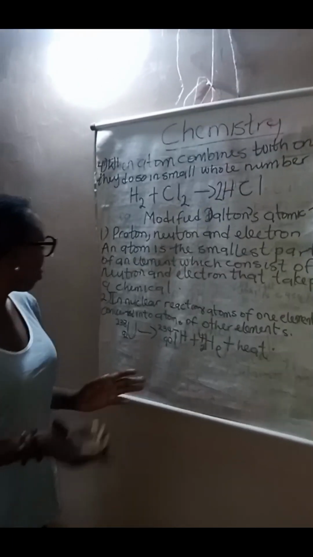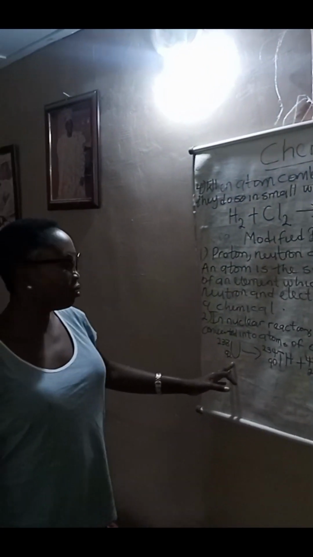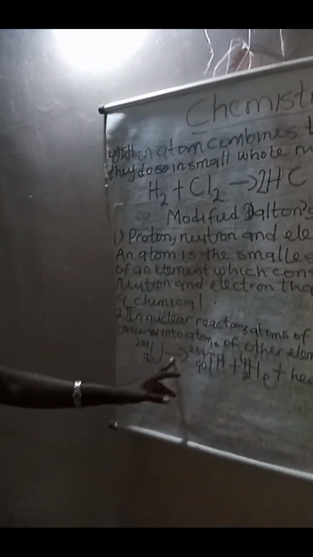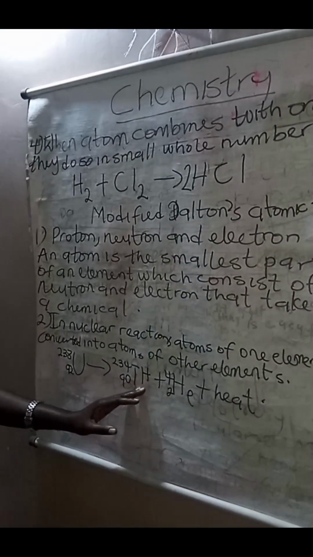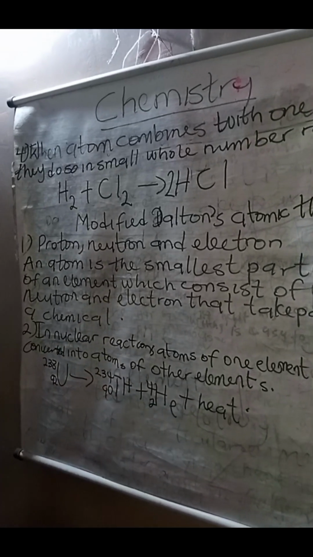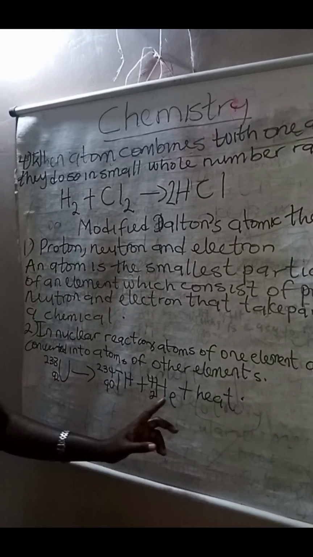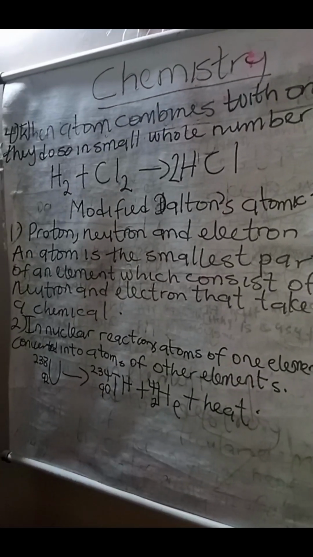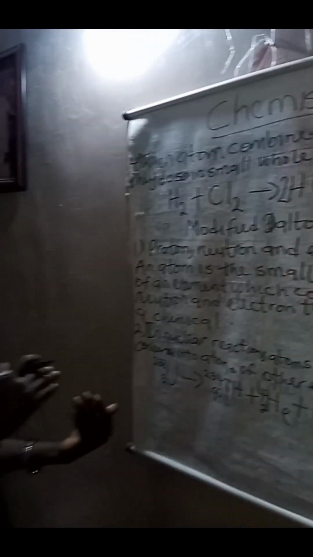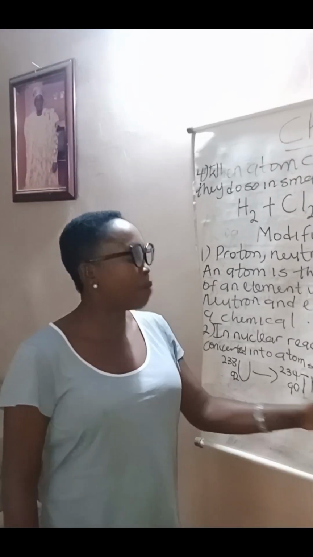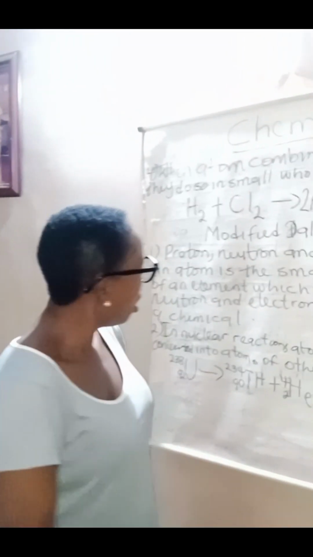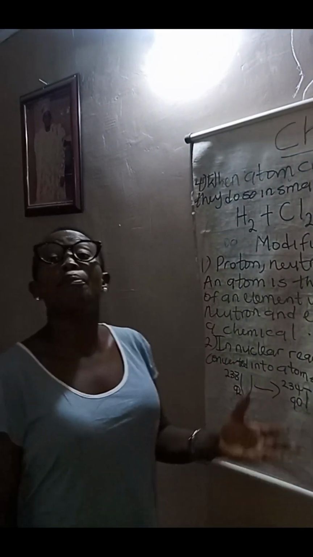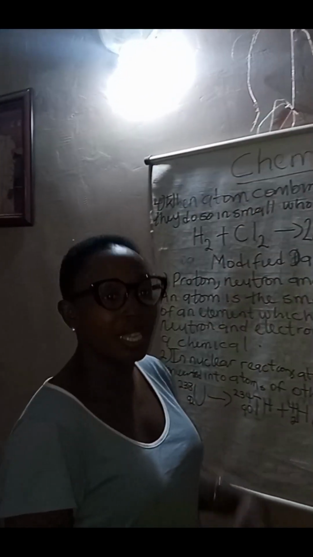For example, look at uranium-238 with atomic number 92. After bombardment, it broke down to form thorium-234 with atomic number 90, plus helium-4 with atomic number 2. We have a new element entirely, which is different from the uranium, and emission of heat. Now we discover that atoms can be created and destroyed.